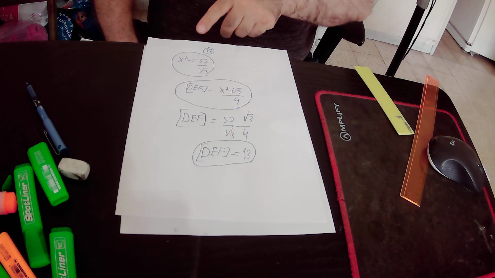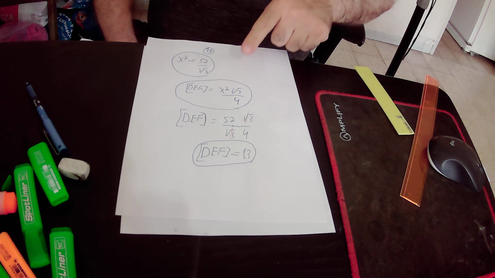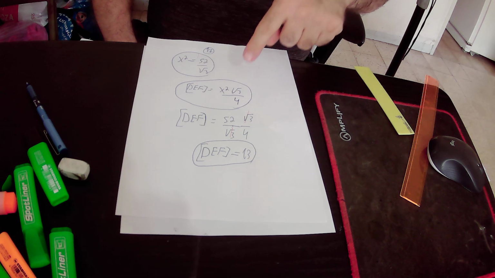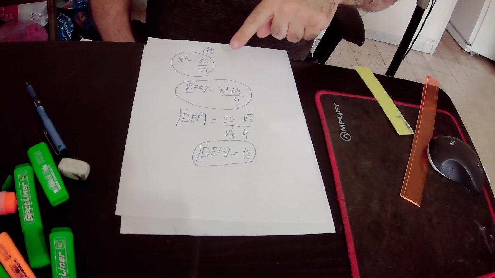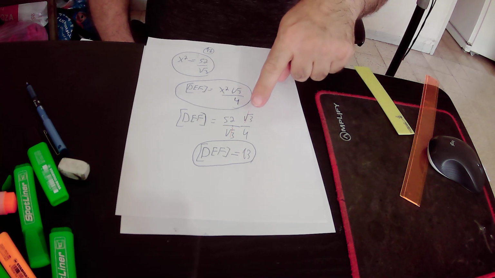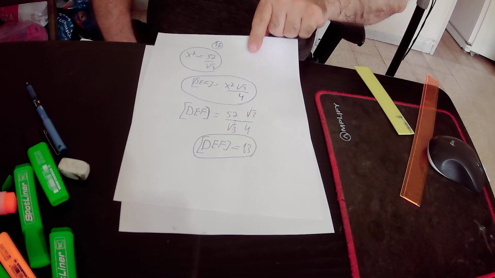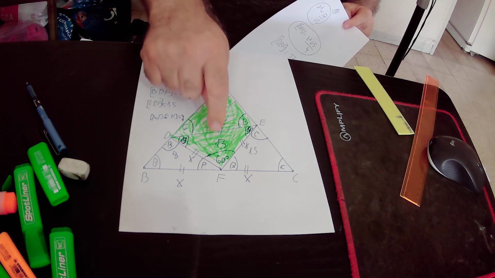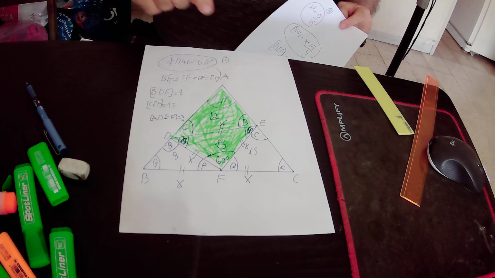And we have already found out that x squared equals 52 over root 3. So we can substitute x squared in this equality by 52 over root 3. We substituted x squared by 52 over root 3, and we found out that the area of triangle DEF, the equilateral triangle, equals 13 square units. The area of this equilateral triangle equals 13 square units.